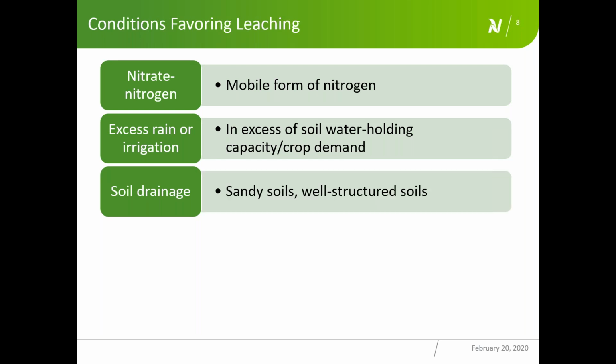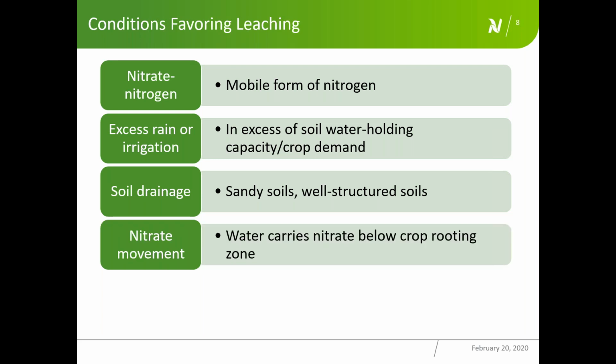Soil drainage is a factor. So particularly in sandy soils or well-structured soils where water flows through the soil profile very readily, those are conditions most prone to leaching losses. Soils with greater water holding capacity that will store more water are less prone to leaching losses. And all of this adds up to nitrate movement below the rooting zone. Some nitrate movement is not necessarily a problem, but if it gets beyond the crop rooting depth, then it's no longer available, and then we consider that a loss to the crop.